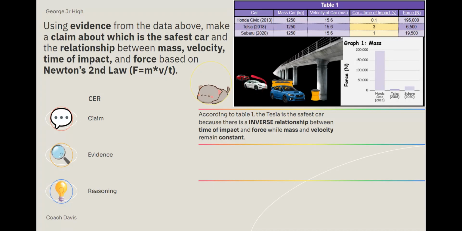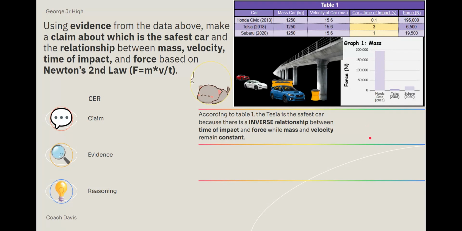So according to table one, which one's the safest? The safest is going to be the Tesla. Tesla, lowest amount of force, is the safest because there's an inverse relationship between time of impact and force while mass and velocity remain constant. Again, we pretended like all the cars weighed the same, they were all going the same miles per hour, but they had different amounts of barrels. So the force is lower when you have more barrels to slow you down over a longer period of time.